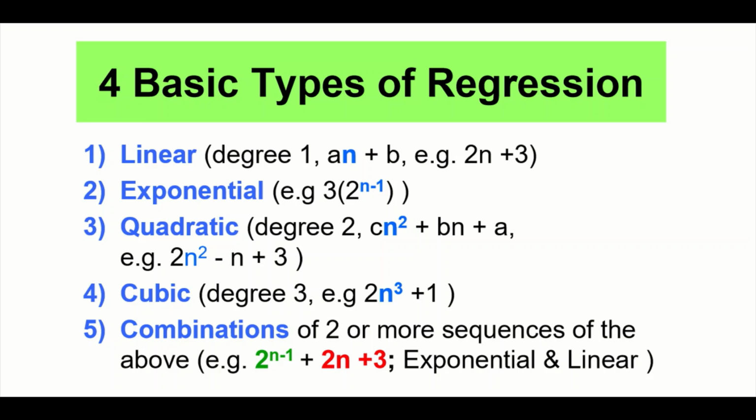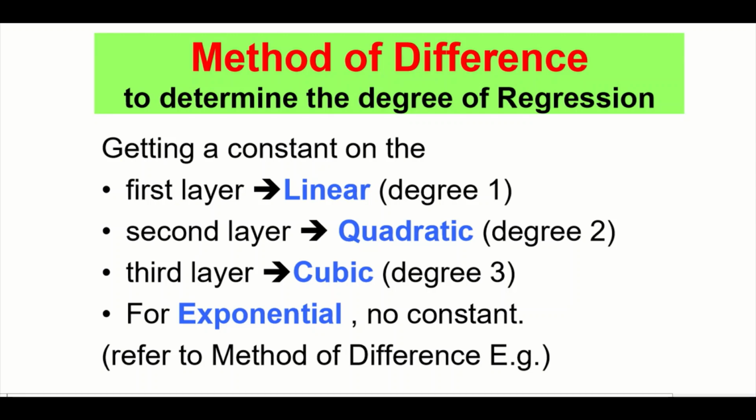In this video, I'll cover the fourth type of regression, which is cubic regression. This regression is of degree 3. What cubic regression is, is to get a constant on the third layer of difference.